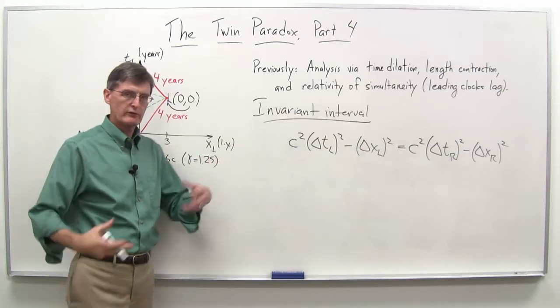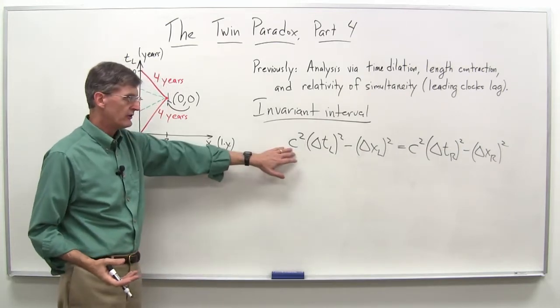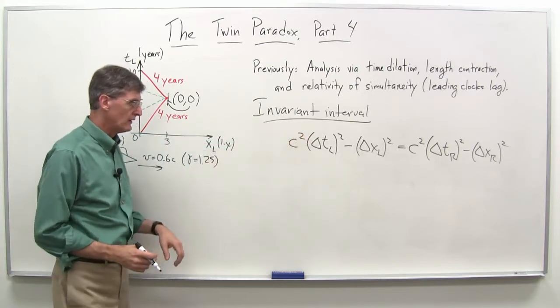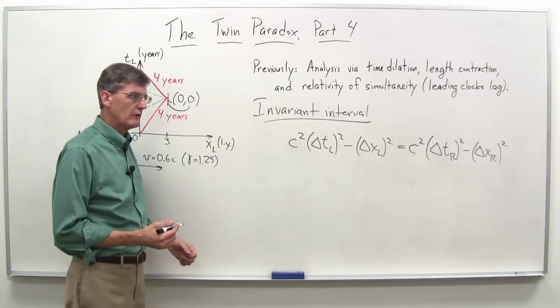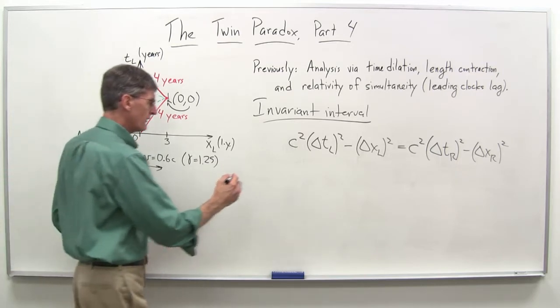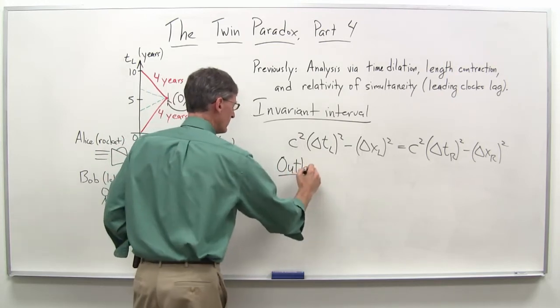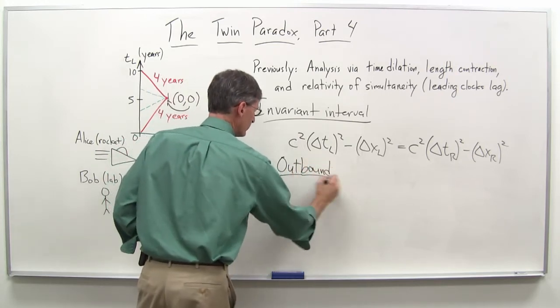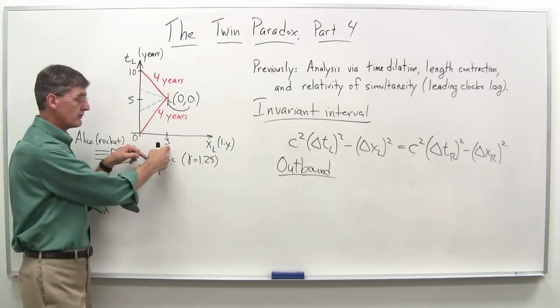And again, what's nice, if we're using everything in light years per year, or light seconds per second, then c just becomes 1. So we don't have to worry about the c's there, and we're just looking at the difference in the time coordinates. And so for the outbound trip, we have delta XL is 3.